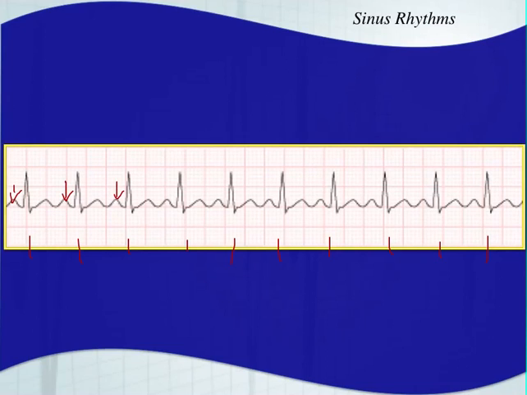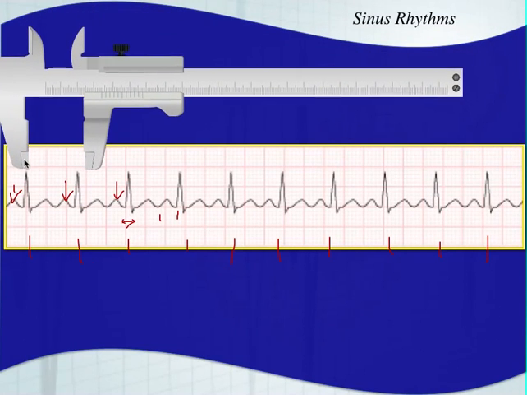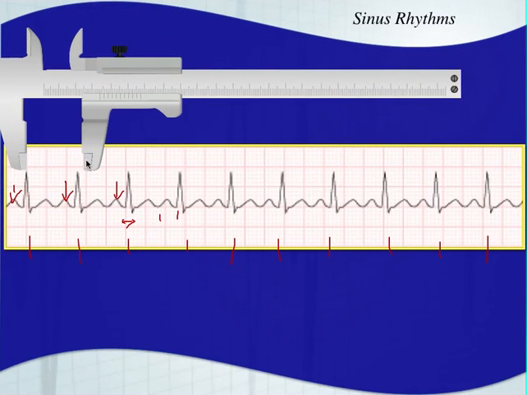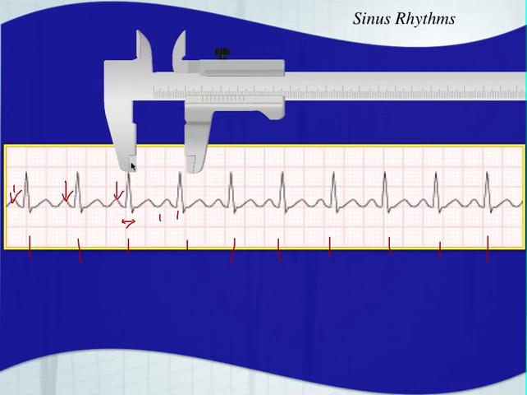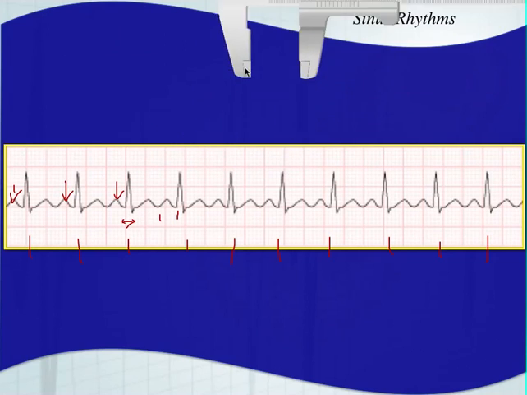We have QRS complexes that look narrow. They're not wider than 3 small boxes. Our PR interval looks normal. Okay, it does not look prolonged, which would be greater than 1 big box. Our rhythm is regular. If we measure this out, it's obviously regular. Okay, same amount of space between these QRS complexes. Okay, from everything we've identified, we have a regular rhythm.